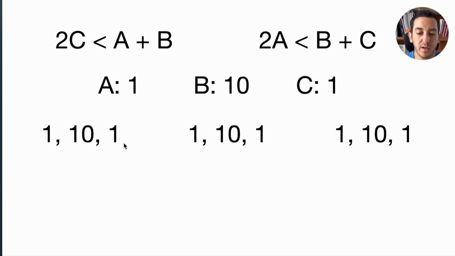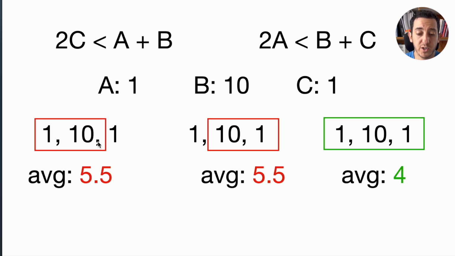And we can see here that if we take the average of the first 2 elements and the average of the last 2 elements, in both of these cases it is 5.5, this is still bigger than the average of the 3 elements, which is 4, because this is 10 plus 2 divided by 3, so that's 12 divided by 3, and that's 4.